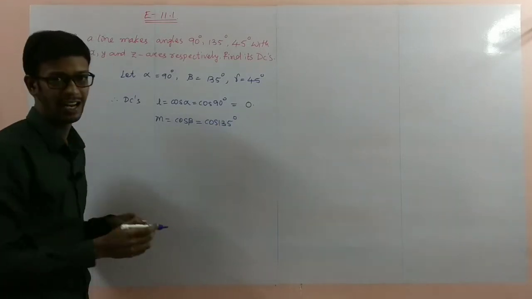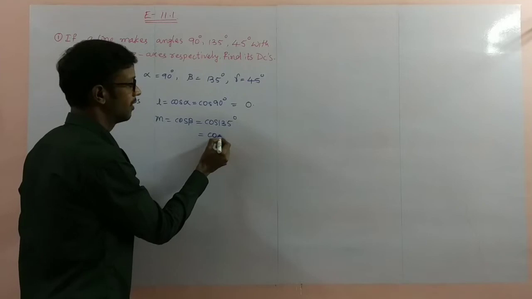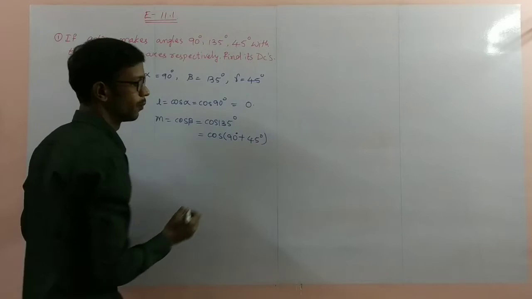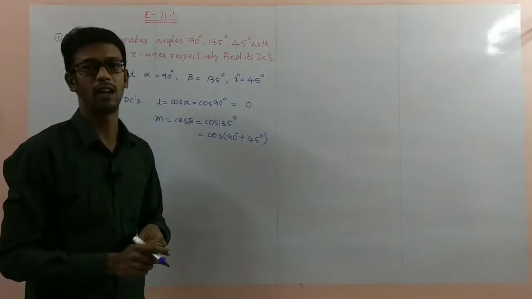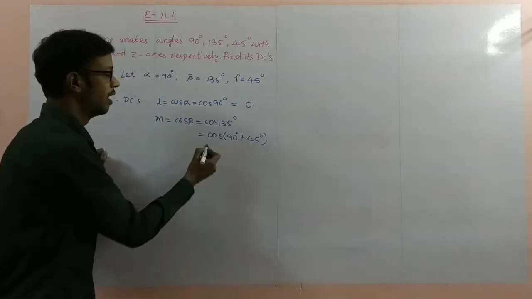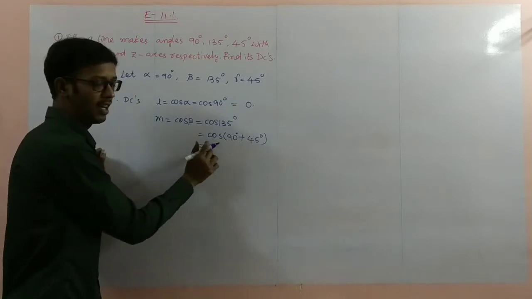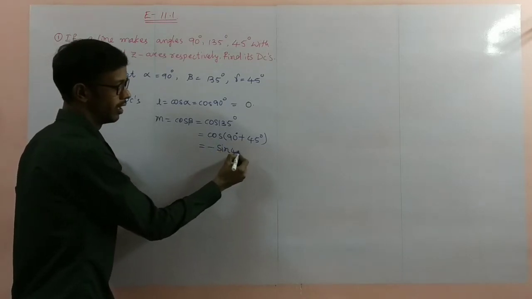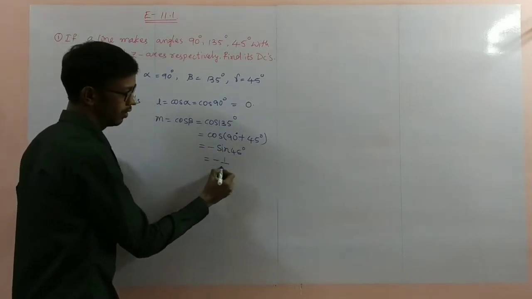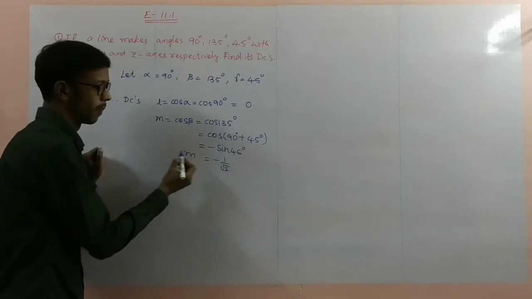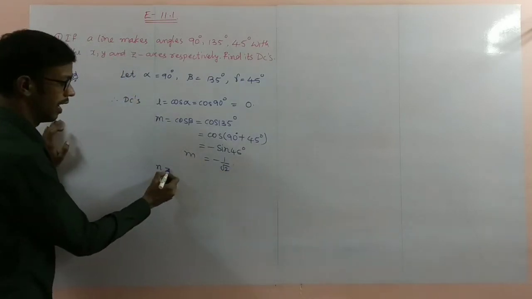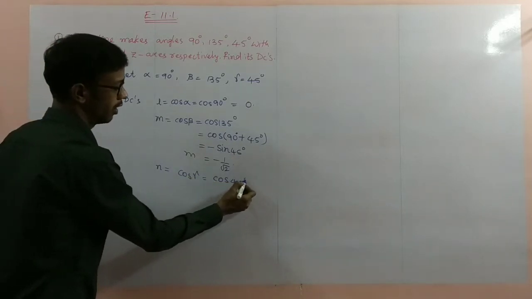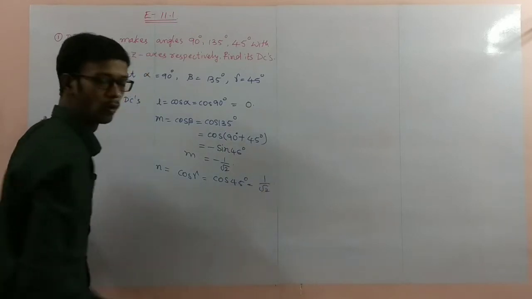So the 135 direct value we don't know. So that's why cos of 90 plus 45 we can write. Cos 90 plus theta, second quadrant, cos is negative, 90 is there, cos will become sin 45 degrees, that is minus 1 by root 2. Next step, n equal to cos gamma, that is cos 45 degrees equal to 1 by root 2.